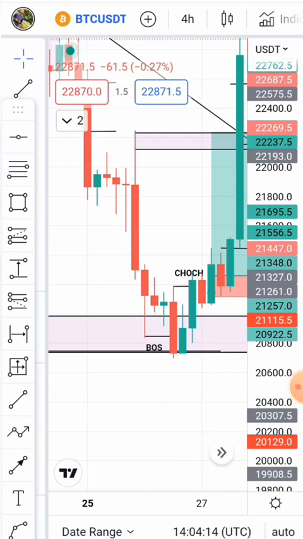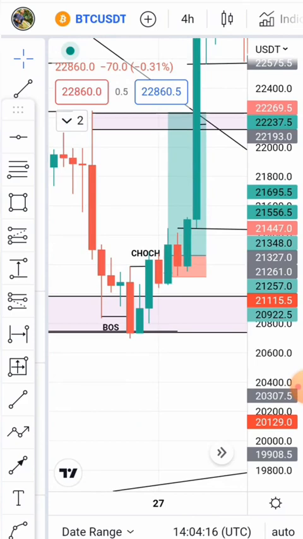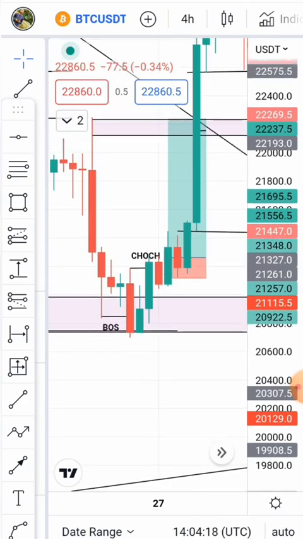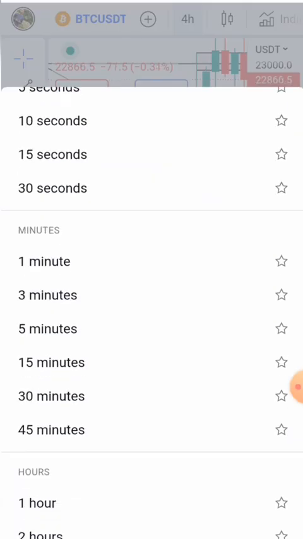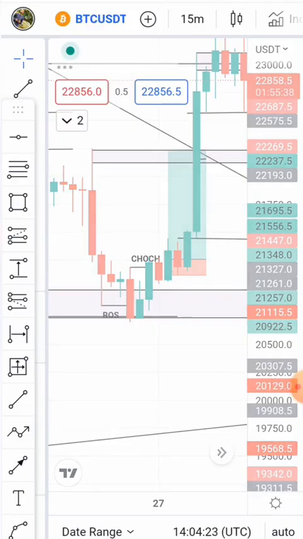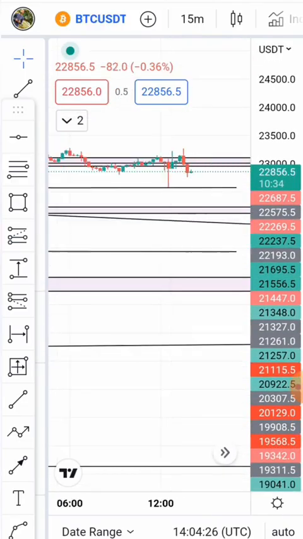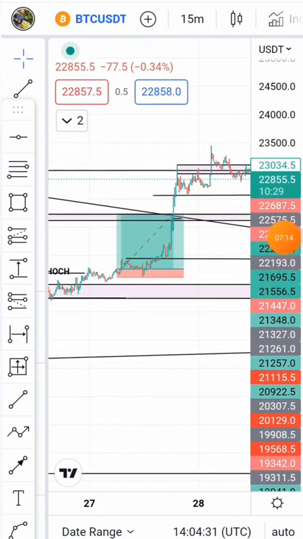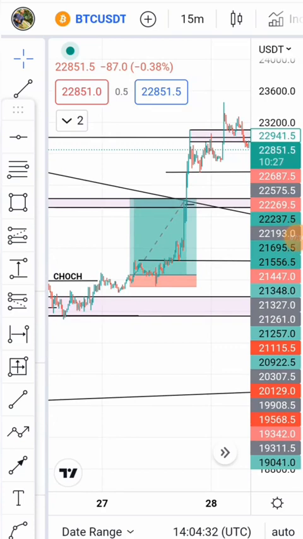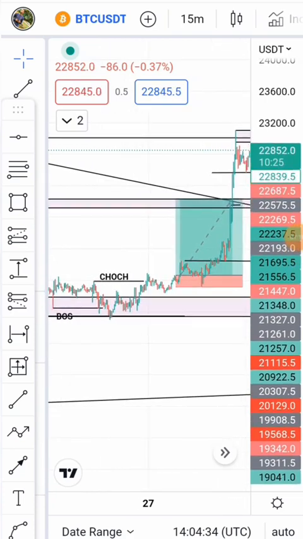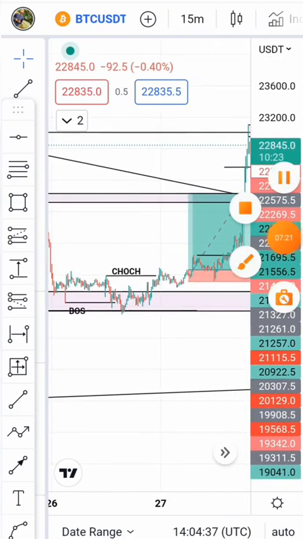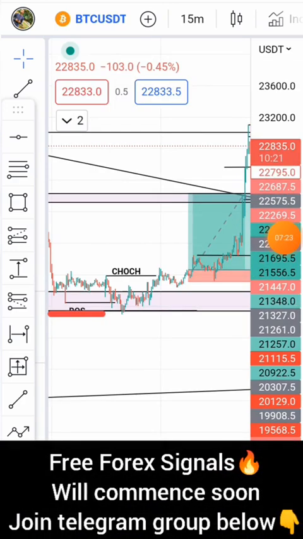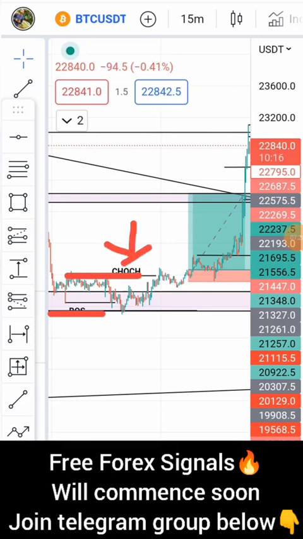So on this particular one, we had the low taken out and then the highs taken out. You scroll down to the 15-minute time frame and you watch everything play out right. Zoom in. So this is on a 15-minute time frame. Watch this: break of structure to the downside and break of structure to the upside, which gave us what? CHOCH. And that is how we were able to get this entry.